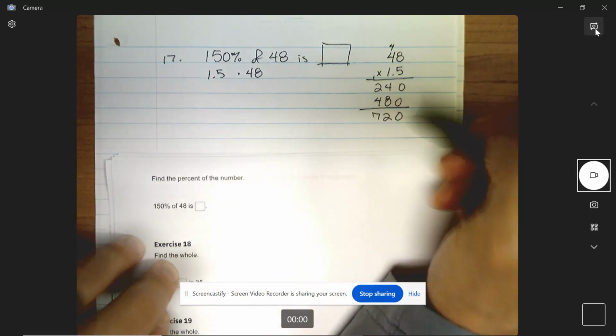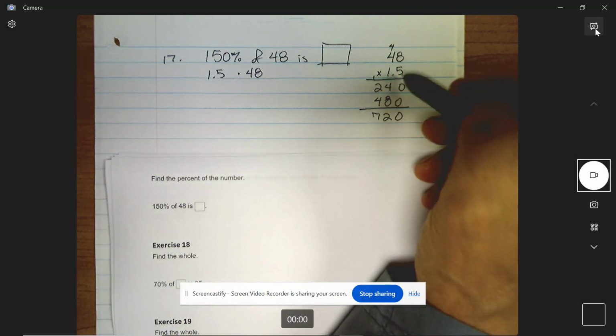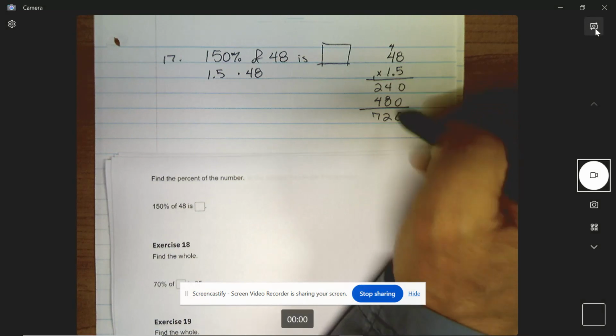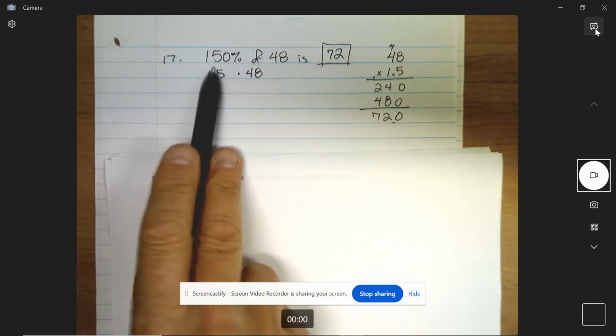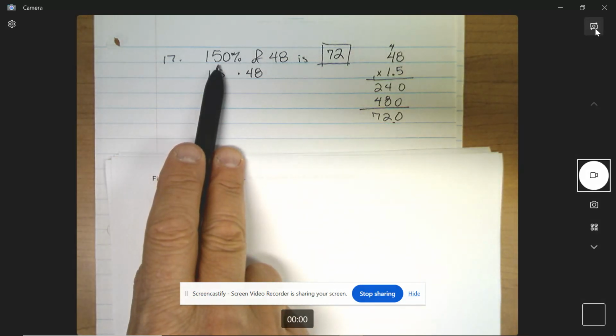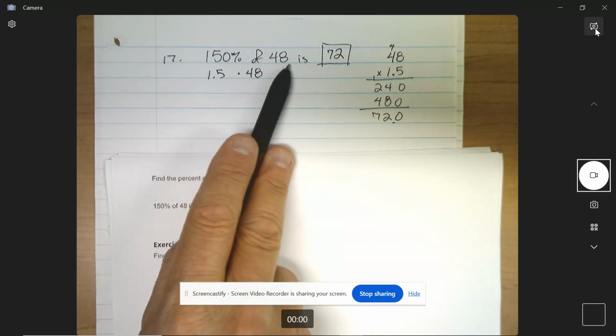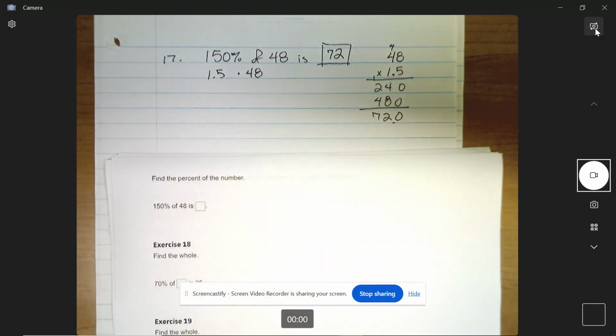So this looks like, is my answer 720? Nope. I've got to move it one decimal point. So actually, 150%, that's 1.5 of these 48s, is 72.